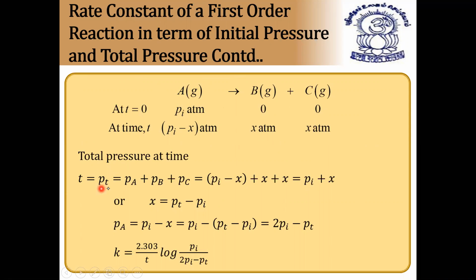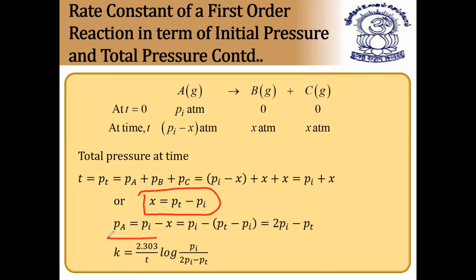So total pressure Pt is equal to partial pressure of A plus partial pressure of B plus partial pressure of C. Applying Dalton's law, total pressure is equal to P1 plus P2 plus P3. So Pi minus x plus x plus x. So minus x plus x gets cancelled, and it becomes Pi plus x. So our x is equal to Pt minus Pi. Very, very important. So x, the decrease in the pressure, is equal to total pressure minus initial pressure after t seconds.